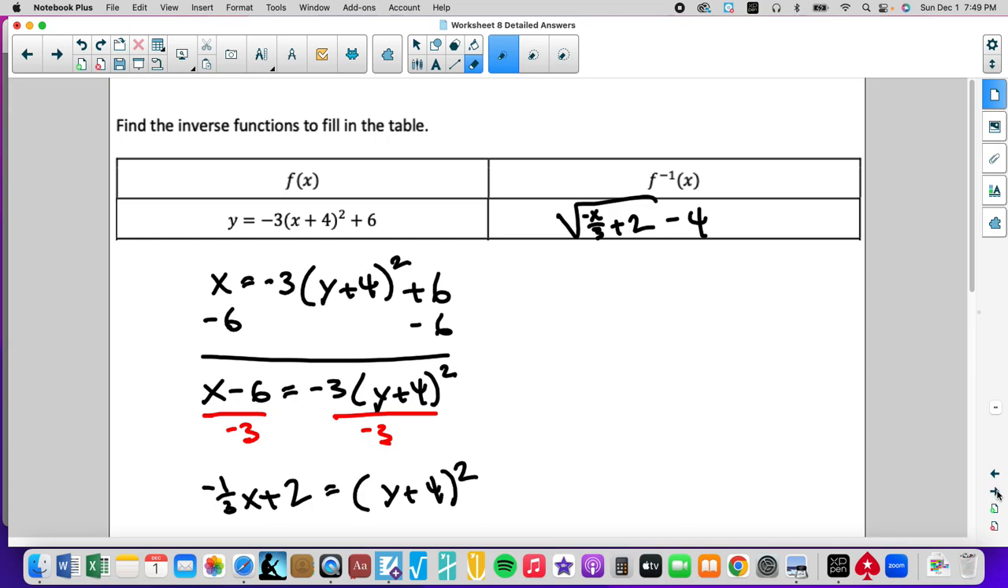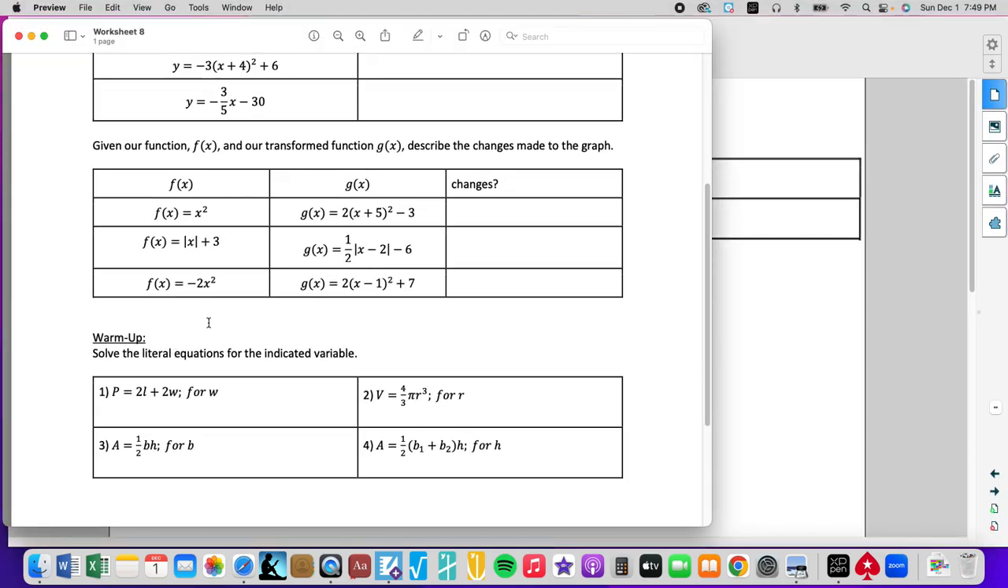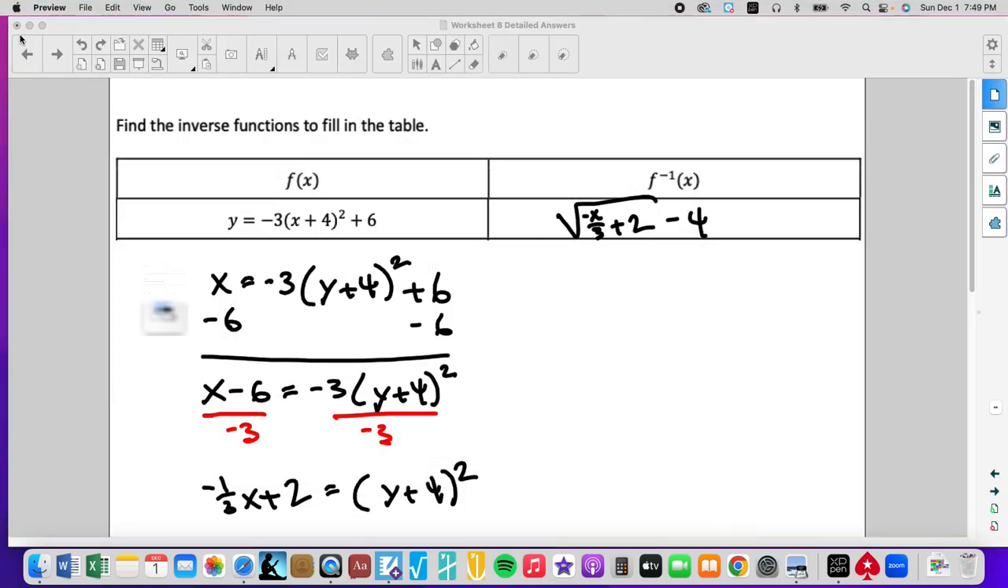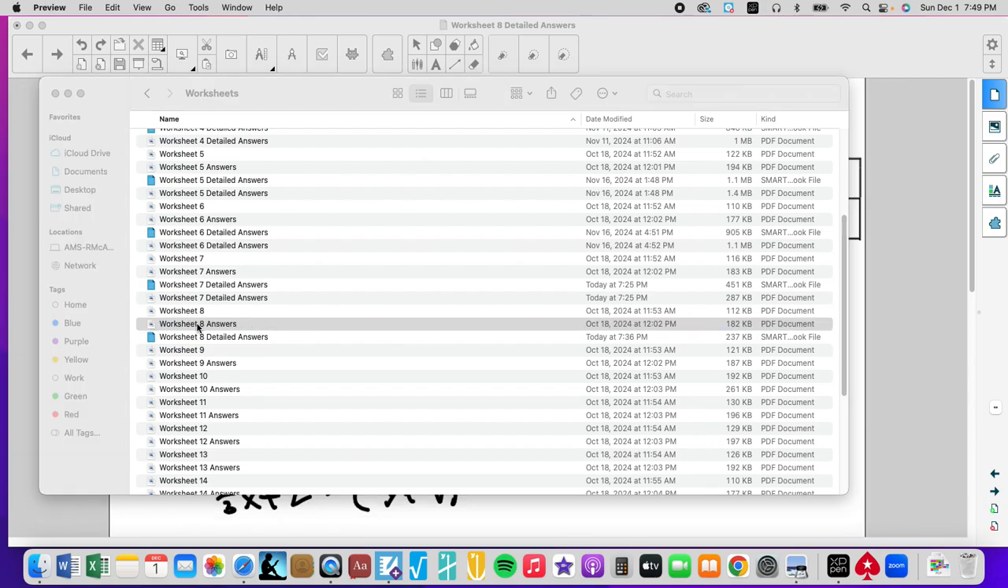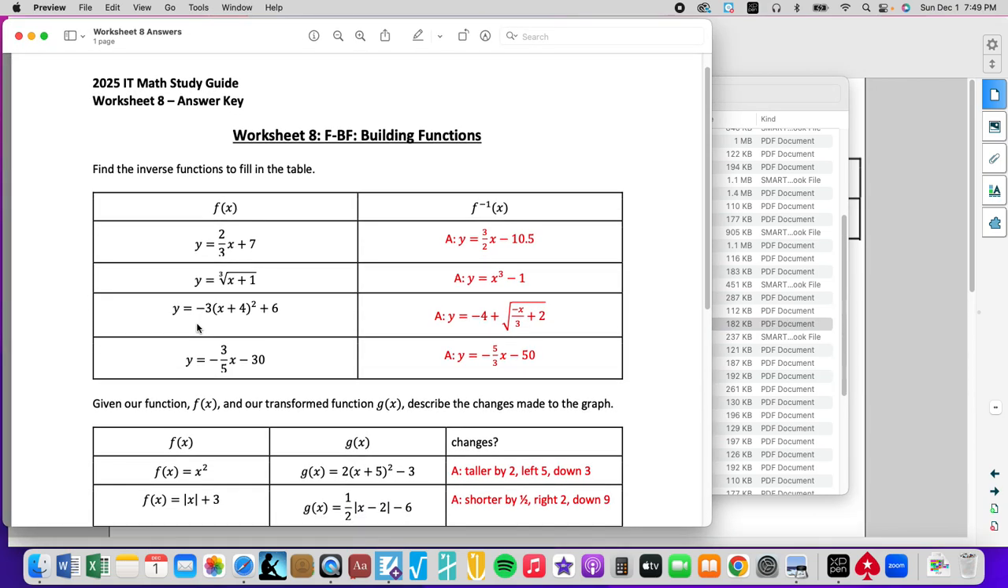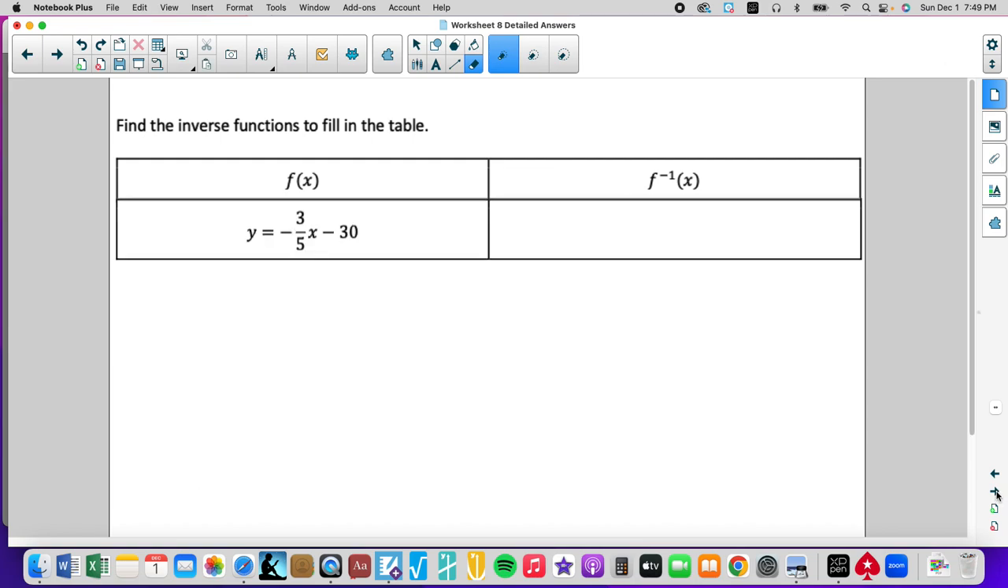You want to check it? I want to check it. Where's my answer key again? No, that's the worksheet. Where's my answer key? I'm just inquisitive. Negative x, yes, plus 2 minus 4. And that could be either place. That's good. All right, we like that. We like that we were correct.